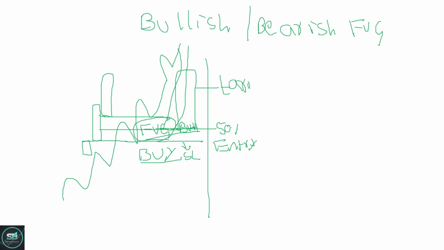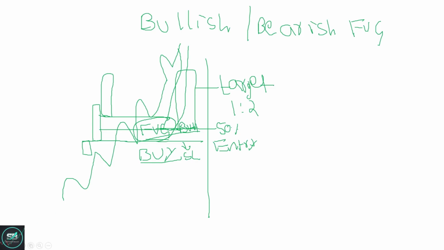Target will be minimum 1:2. This will be our target when you are playing with the FVGs. Now we have discussed the bullish FVG.